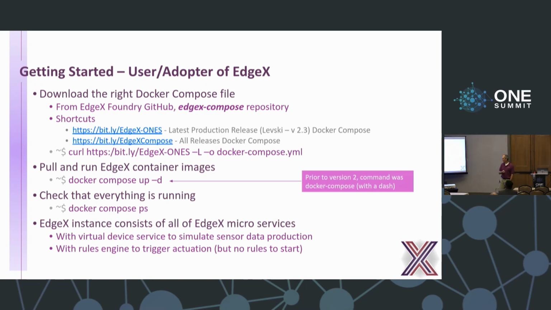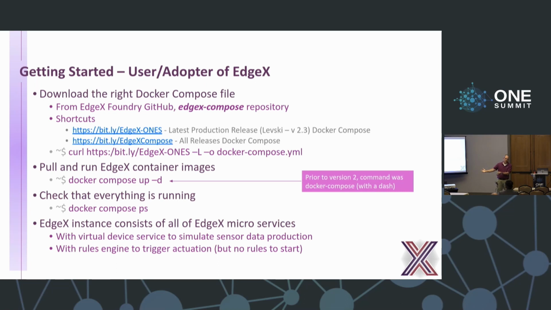Docker Compose essentially is a way, in what's called a manifest file, to say, here's all the containers I want to run, and here's how I want them to be able to communicate and talk to each other. That Docker Compose file is that manifest, and EdgeX Foundry gives you that Docker Compose file.